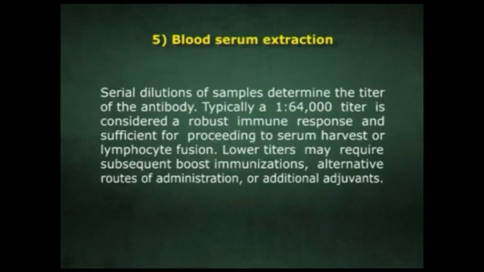Typically, a 1:64,000 titer is considered a robust immune response and sufficient for proceeding to serum harvest or lymphocyte fusion. Lower titers may require subsequent boost immunizations, alternative routes of administration, or additional adjuvants.